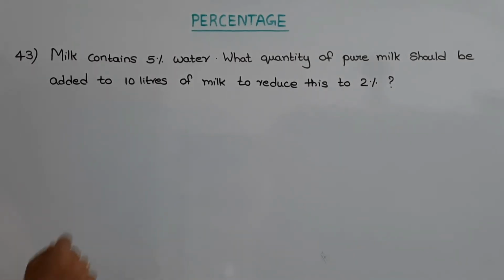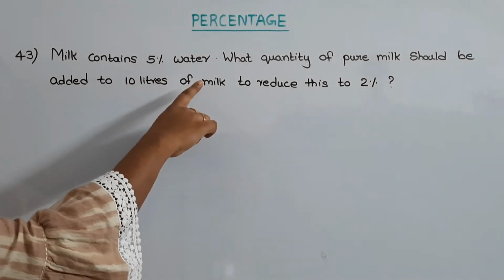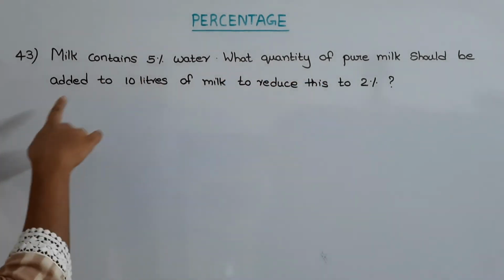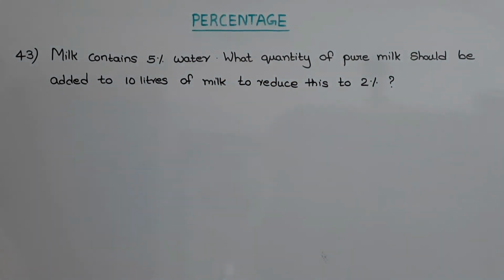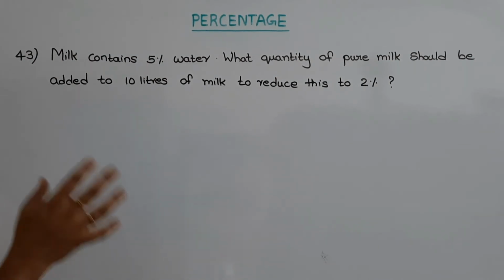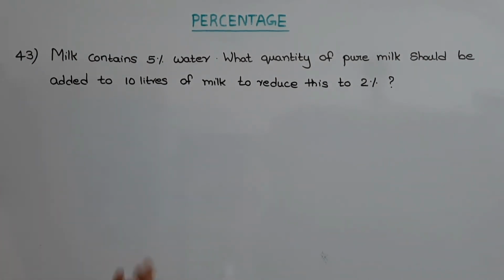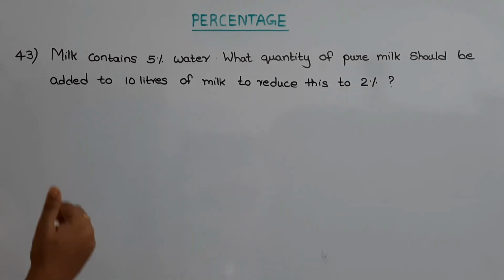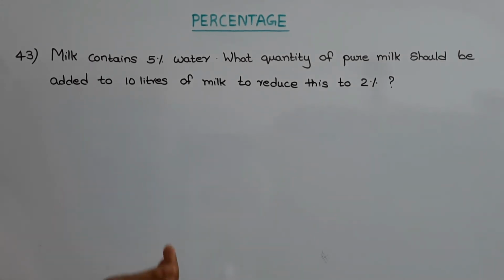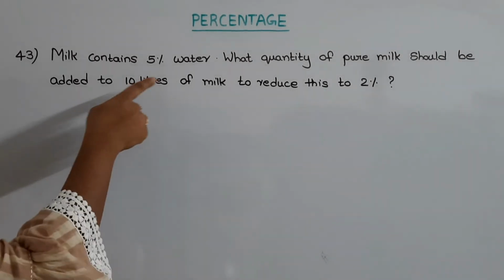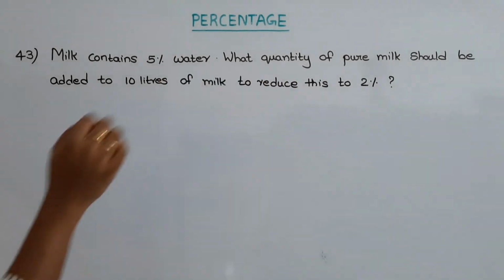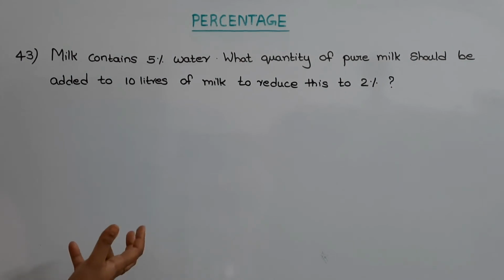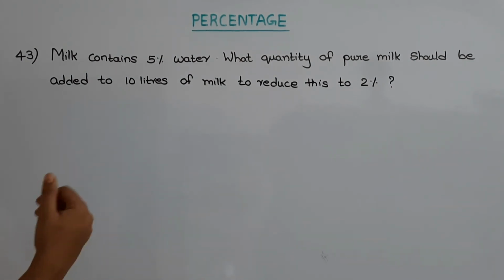The next question is, milk contains 5% water. What quantity of pure milk should be added to 10 liters of milk to reduce this to 2%? So in this question they are telling that milk contains 5% of water. Then they are telling that they have added some quantity of pure milk to 10 liters of milk. Then the percentage of water has reduced to 2%. So we need to find out what quantity of pure milk is added to the mixture of milk and water.